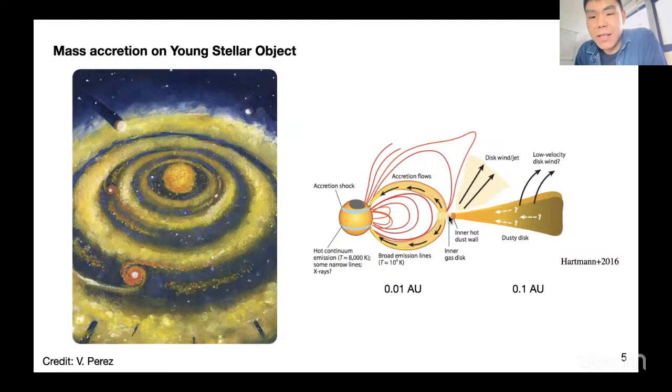Due to the balance of the angular momentum, we can also see some disk wind and jet launching from this system. So now we're looking at a relatively stable system. However, as we know, this accretion is not actually really stable.